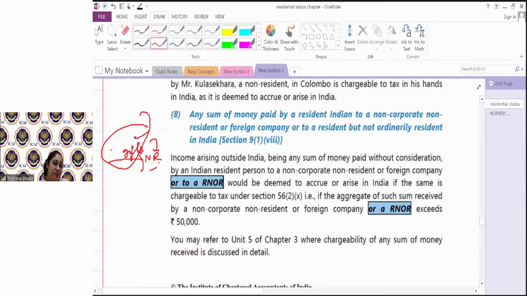But the government said no, it is an income deemed to accrue or arise in India if it is coming from a resident in India. So if any resident in India is giving gifts to a non-resident, non-corporate foreign company, or even to an RNOR, that gift would be taxable in India as income deemed to accrue or arise in India to this particular non-resident.